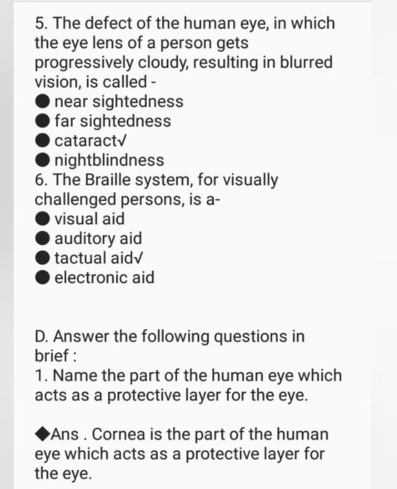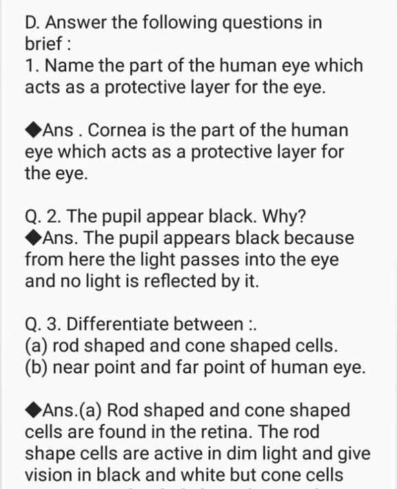Now the next question. The defect of the human eye in which the eye lens of a person gets progressively cloudy resulting in blurred vision is called nearsightedness, farsightedness, cataract, night blindness. The correct option is cataract. The Braille system for visually challenged persons is a visual aid, auditory aid, tactual aid, electronic aid. The correct option is tactual aid.